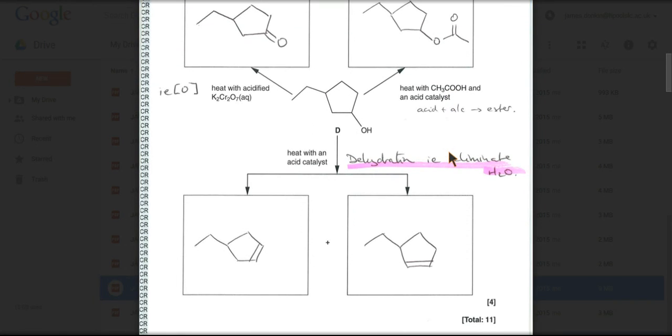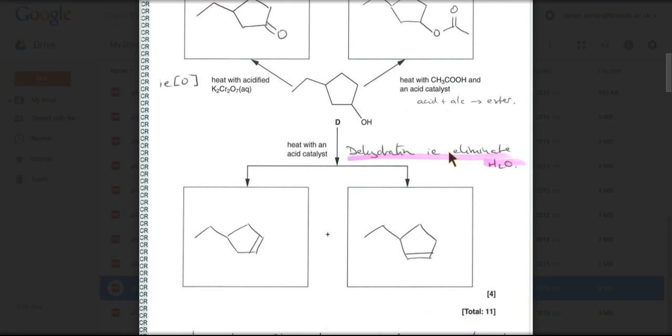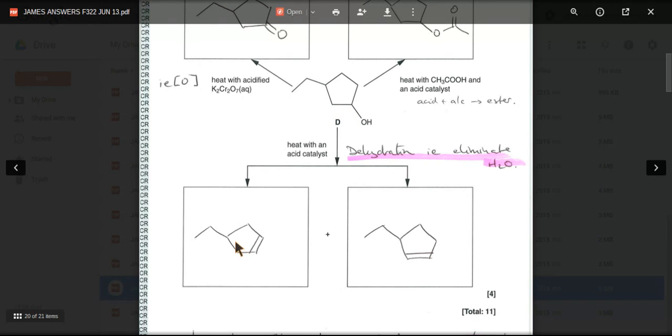And then the final part, we're going to heat with an acid catalyst. So that's your dehydration reaction. So in dehydration reactions, you need to remove a water molecule. And to do that, you need to take off the OH and an H, but the H must come from an adjacent carbon. That's the rule. So in this one here, I've taken the OH obviously and that hydrogen there. So I'm going to get a double bond here. And in this one, we can take the OH and this hydrogen off this carbon here. And so we'll get a double bond there. And they're obviously different structures.